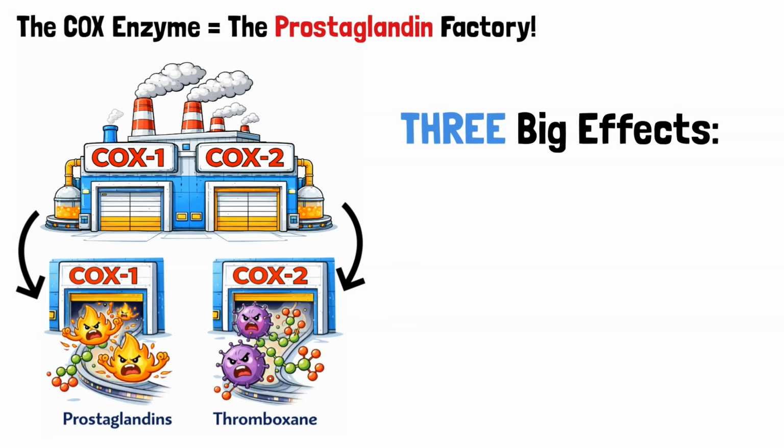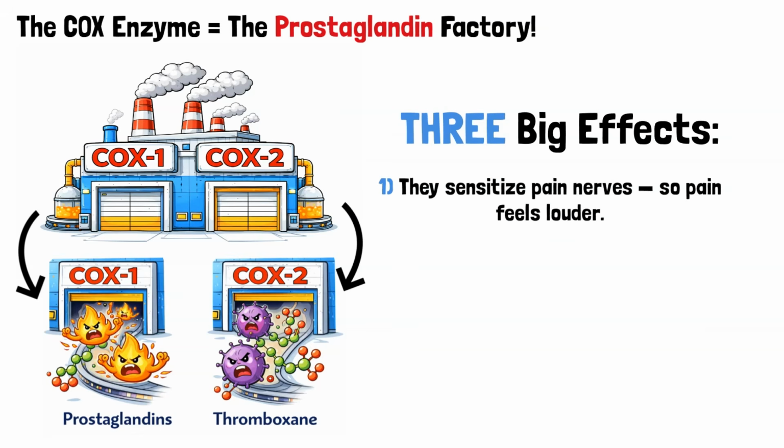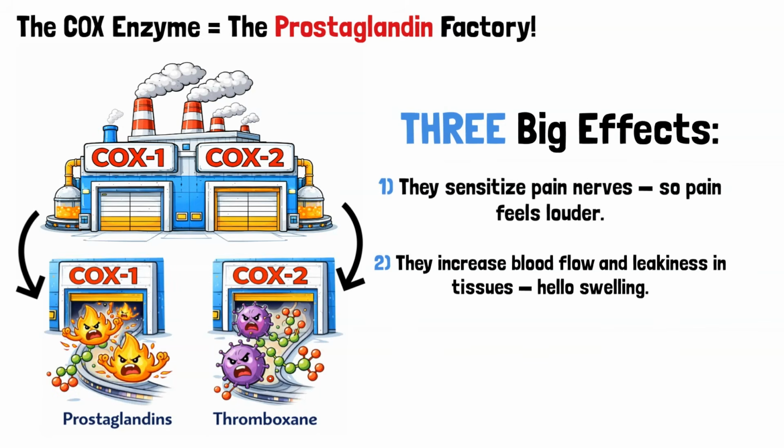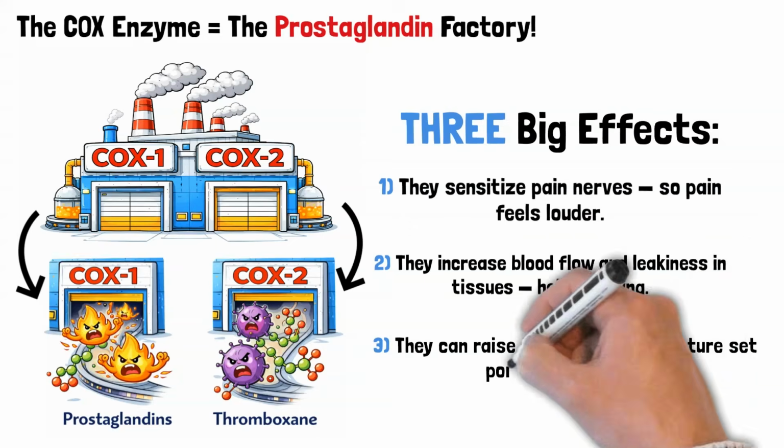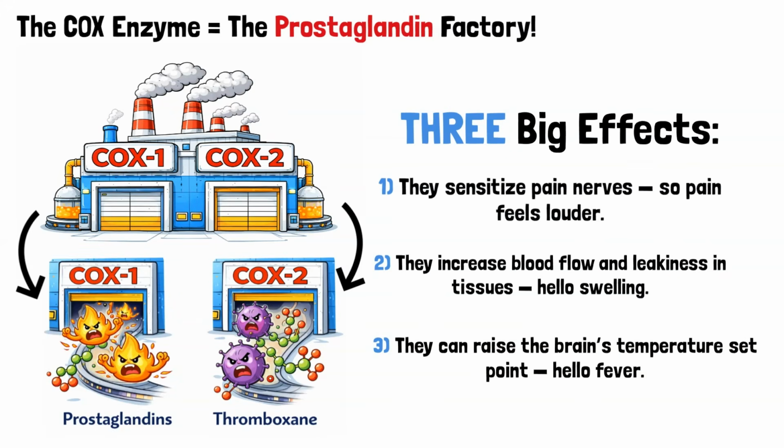So when you have these pro-inflammatory signals, what happens? Well, the three big effects that you see is they sensitize pain nerves. So basically, your pain feels louder. They also increase blood flow and leakiness in the tissue. That's where you see the swelling. They can also raise the brain's temperature set point. So that's where you'll see fever. So all of these chemical signals are basically making you feel pain, feel swelling, feel that you have a fever starting. So it's a great target to kind of reduce, to prevent these signals from happening.